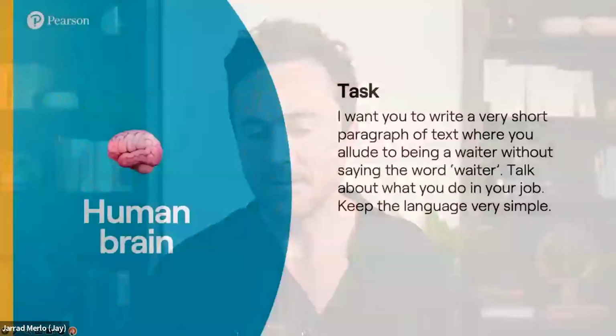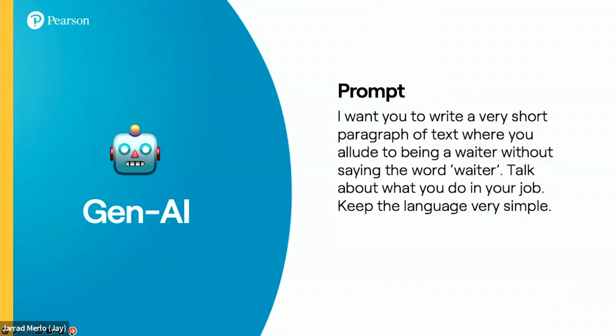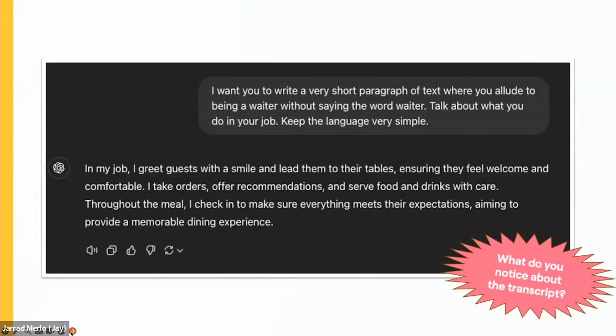But what you may have noticed, using your human brain to do this, it's possible. And if you do it, it'll be a good workout for your brain, but it's kind of complicated. So I'm going to go to Gen AI, ChatGPT 4. It's completely free. And I'm going to put in that exact same prompt. I want you to write a very short paragraph of text where you allude to being a waiter without saying the word waiter. Talk about what you do in your job. Keep the language very simple.